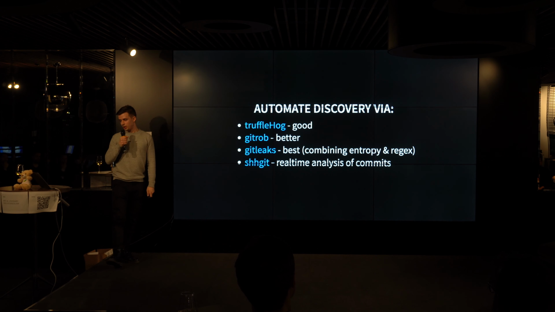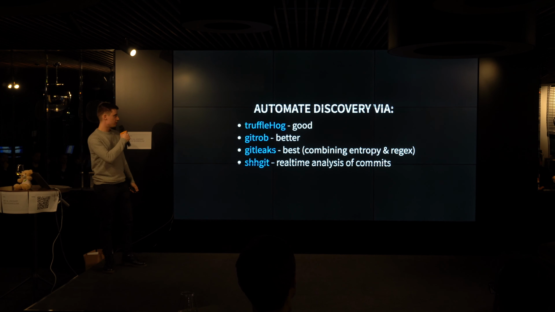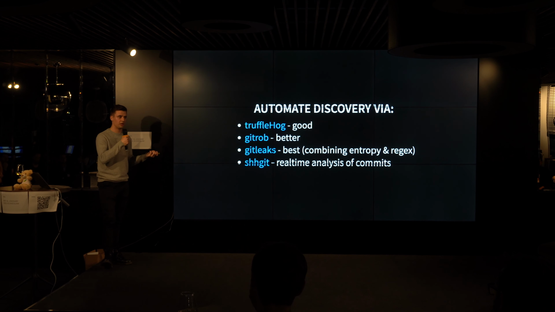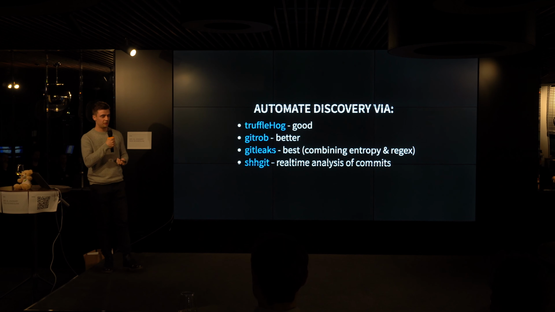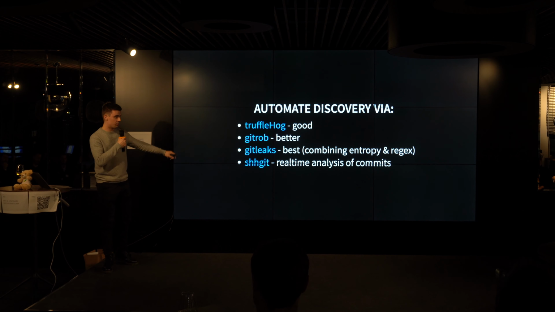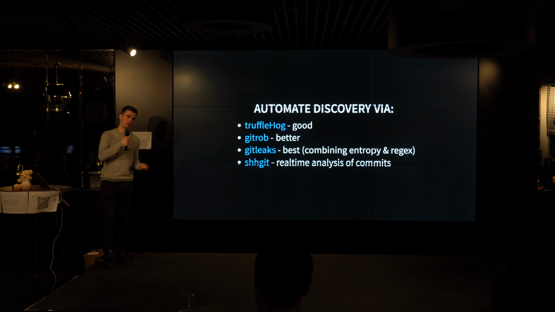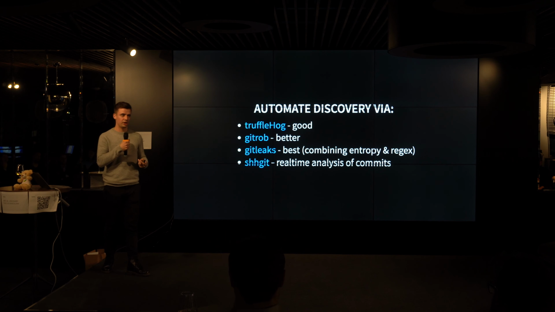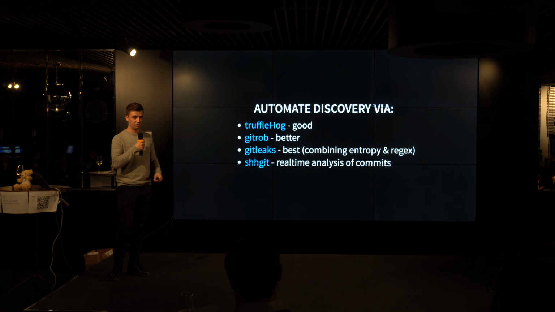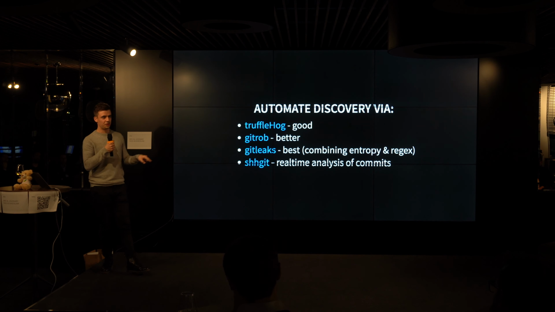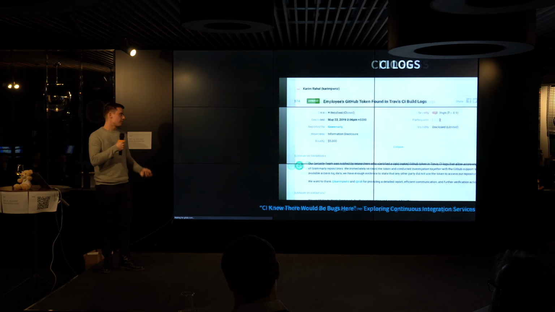In case you are interested, you can automate discovery via Trufflehog, GitRob, GitLeaks, which is, from my experience, the best one because you can combine entropy and regex, which can help you filter out the false positives. And there is also Shhgit, which tries to replicate what the researchers have done, and it monitors GitHub in real time. You can actually go to the hosted solution and just search for the freshest secrets there.